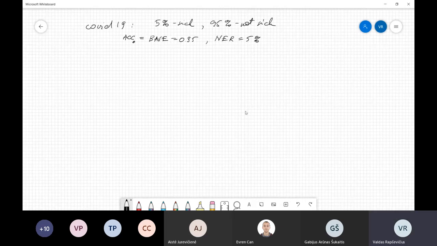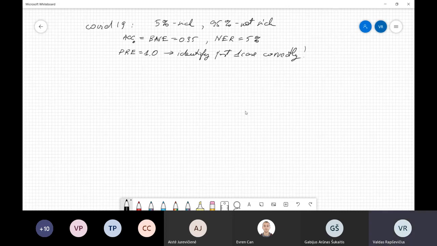So we can trick the system. For instance, if we want to get precision equals 1, what we need to do is to identify just one case correctly.